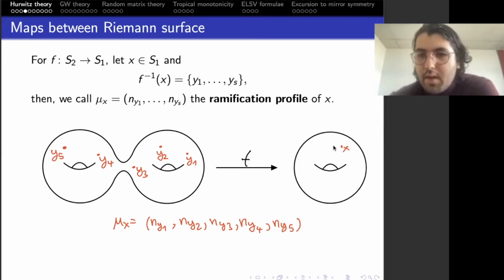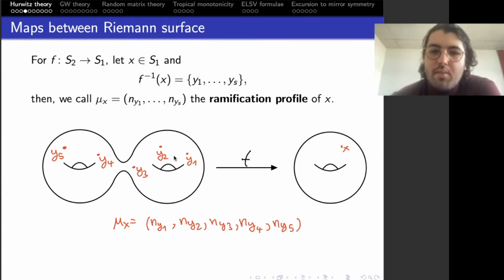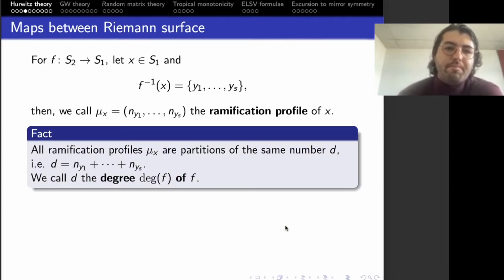So once again, let's look at this picture. So here I have a point x. I look at the pre-image. In this case, the pre-image, so in this image, has 5 points, so y1 to y5. And then the ramification profile of x is exactly the tuple consisting of the ramification indices at the points y1 to y5. So this is what the ramification profile of x is.